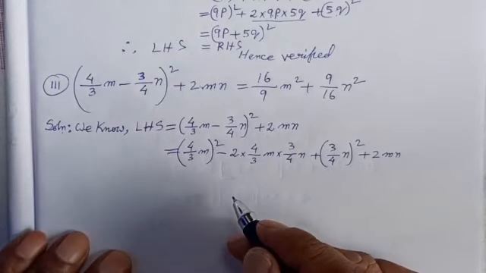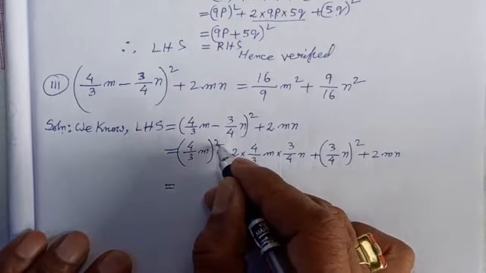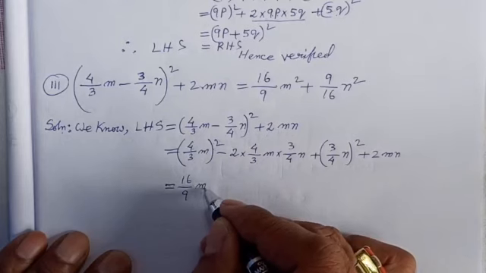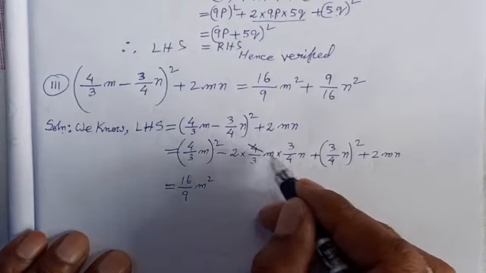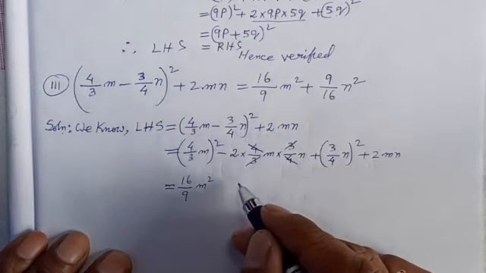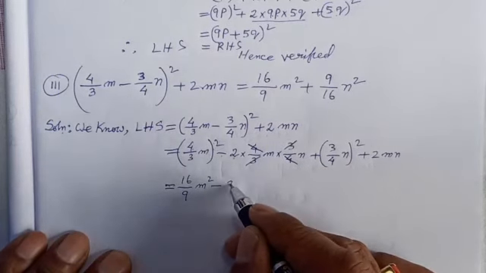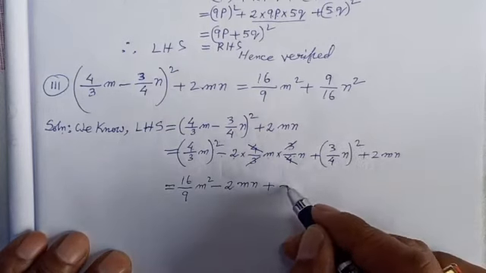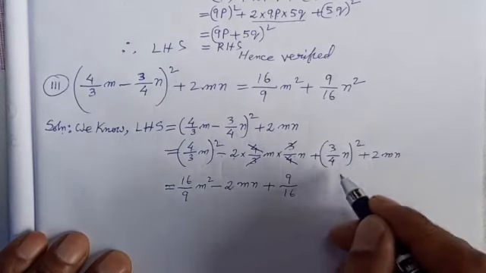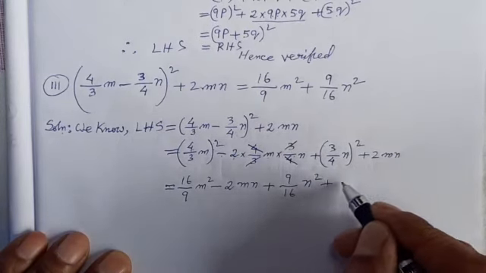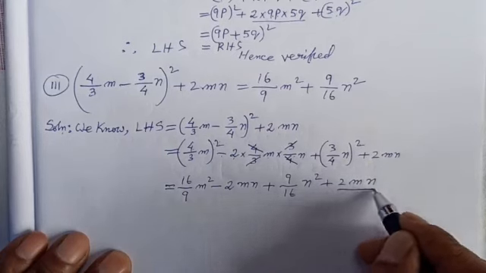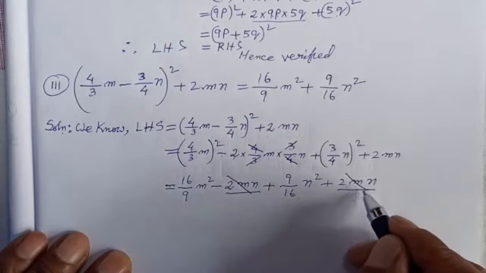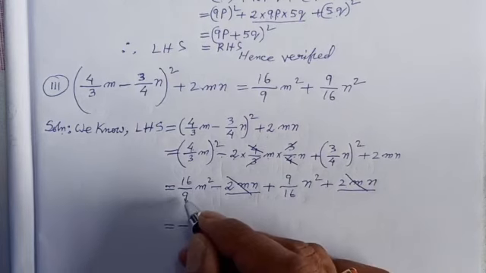Now next steps. 4 square is 4 times 4, that is 16. 3 square is 3 into 3, that is 9. After that m square. This 4 and this 4 can cancel. This 3 and this 3 can cancel. Then this minus sign, 2 m into n is mn. Plus sign, 3 square is 9. 4 square is 16. After that n square. Plus 2mn. These are the same terms, but this is minus, this is plus. If we subtract, these two will be 0. So cancel these two.